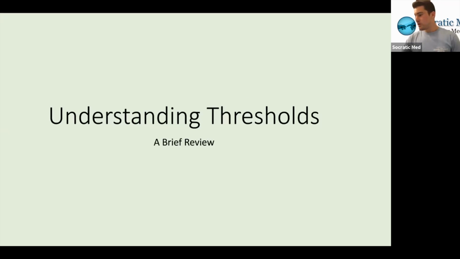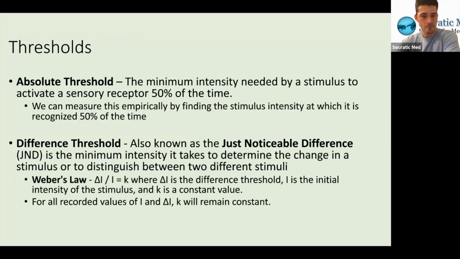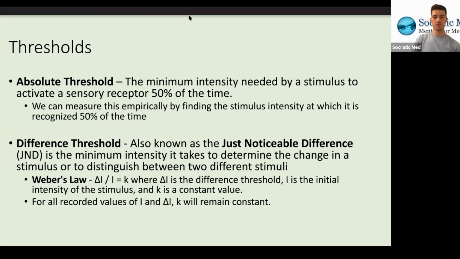All right, so we're almost done with the lecture. I just wanted to throw this in here just because it's kind of relevant for sensation and perception when we're talking about pathways and vision. And I do see this pop up decently often, sometimes on multiple sections of the MCAT. So we're going to talk about the two different types of thresholds that usually come up.